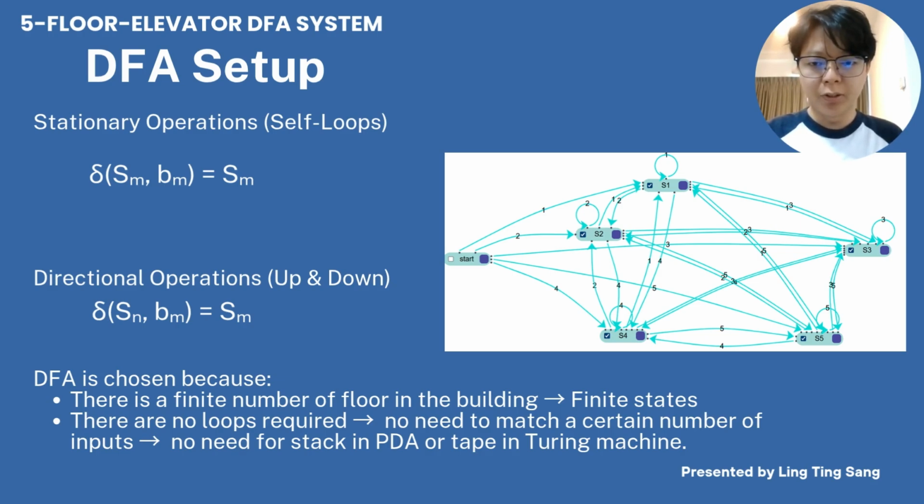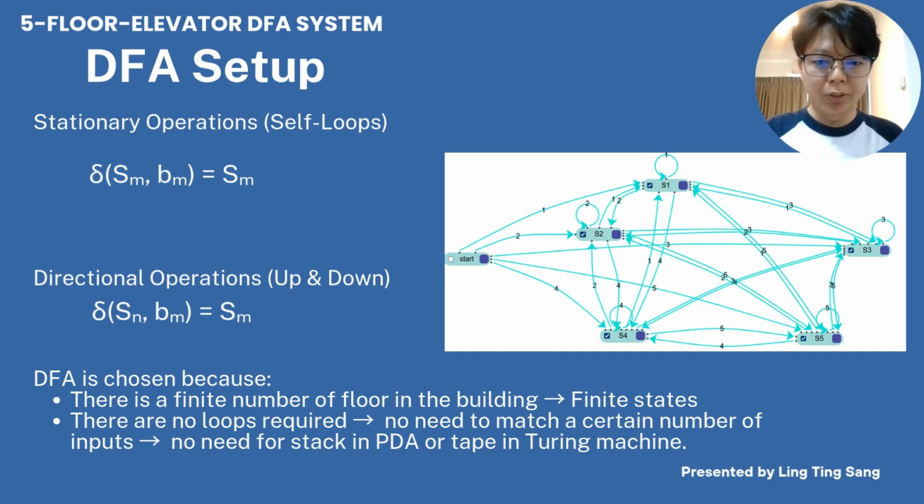The first one is the self loop. This simulates when the state is on a certain floor and the user inputs the same floor. As you can see, if it is on a state and the user presses the button for the same state, it will move back to its own state. For example, if it is on floor 1 and the user presses the first floor button, it will go back to state 1. The other type of transition is up or down. This simulates when the user presses the button for other floors, for example from floor 1 they press the floor 2 or floor 3 button, then it will move to their respective floors.